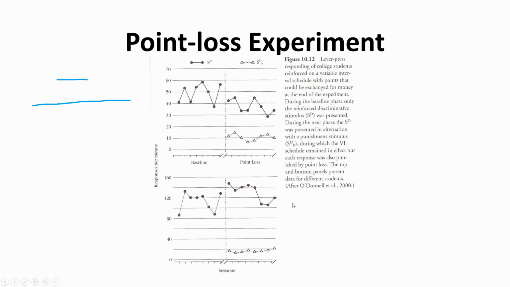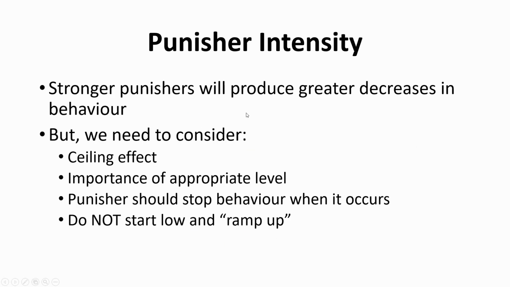And there are two graphs here just because they're showing individual data. So this is showing that two different individuals both show higher responding to our discriminative stimulus and lower responding to our punishment stimulus. So as I said, this or a setup similar to this is fairly common if we're trying to study punishment in humans.